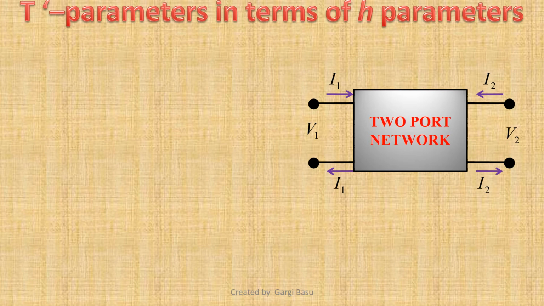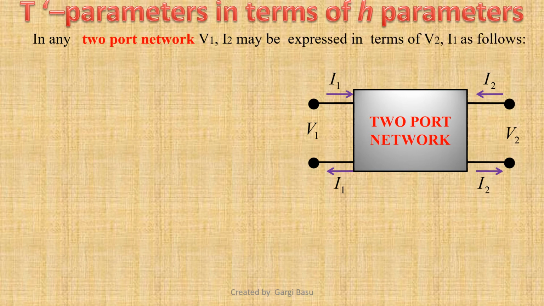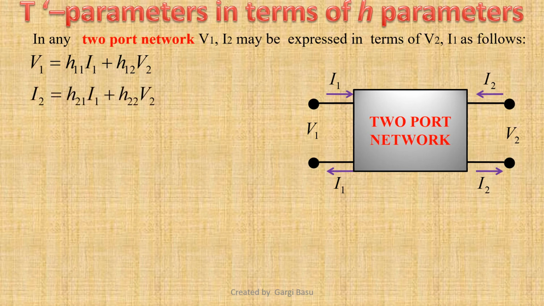Let us now establish interrelationships between T-dash parameters and hybrid parameters. When we describe a two-port network using hybrid parameters, we express the input port voltage V1 and output port current I2 in terms of input port current I1 and output port voltage V2. The linear equations used in this case are V1 equals H11 I1 plus H12 V2 and I2 equals H21 I1 plus H22 V2.